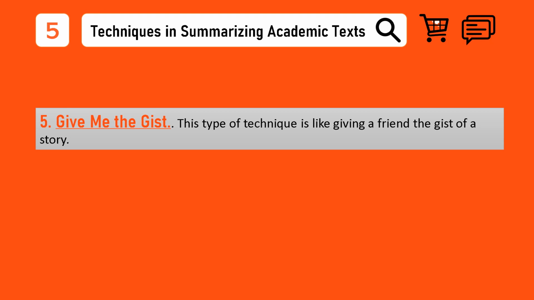So students, were you able to follow all the five techniques in summarizing academic texts? Great!